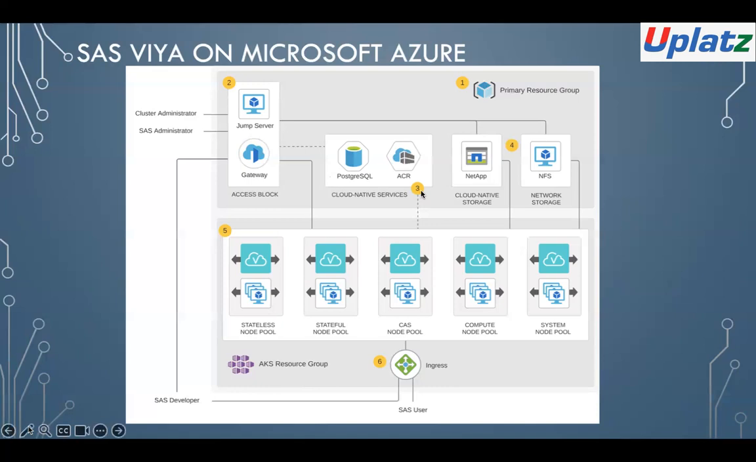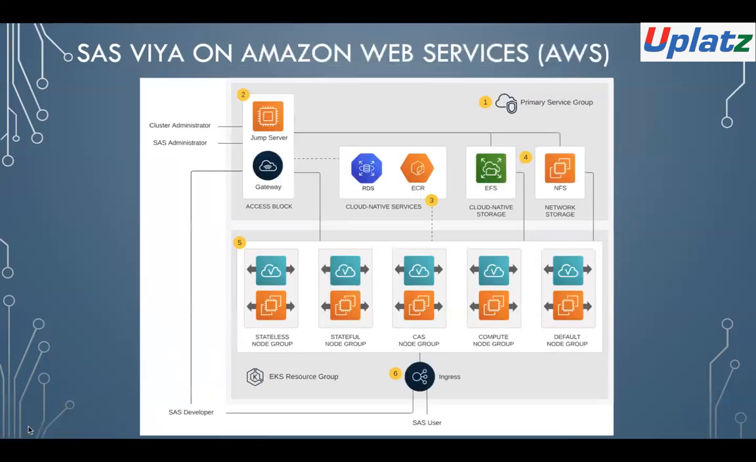Next, let's move on to Amazon Web Services. The architecture that you're seeing here is on Amazon Web Services. So the SaaS web platform again is built with a set of container images that are deployed with Amazon Elastic Kubernetes Service, which is EKS, right? Here the diagram illustrates the interactions between the SaaS web platform and the AWS resources. As you can see, here we are again creating a primary service group that contains the services that provide access to and storage for the SaaS web platform.